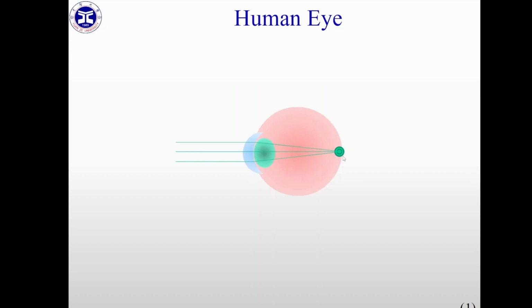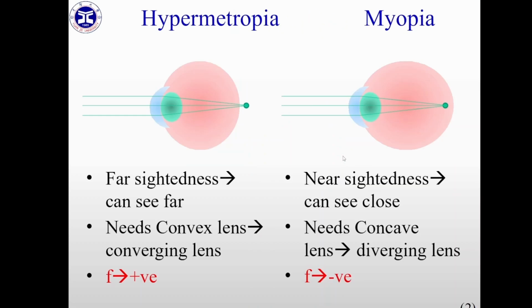Some of us have problems, and they can be categorized as hypermetropia or myopia. What happens in hypermetropia is that the image is formed beyond the retina. This condition is called farsightedness, in which you can see far, and in order to correct this, you need a convex lens or a converging lens. Now, one of the important things to know while you're doing the calculation is that for a convex lens, f is positive.